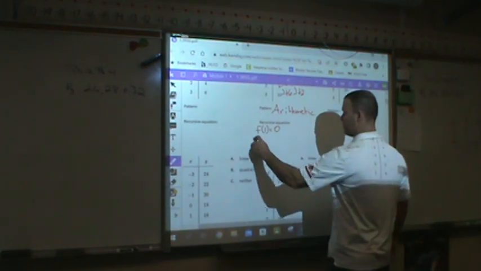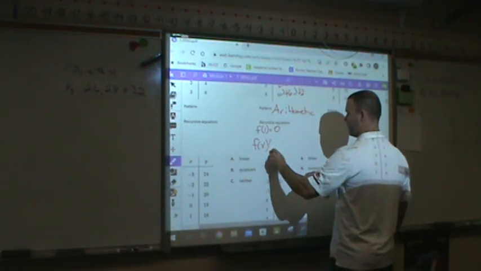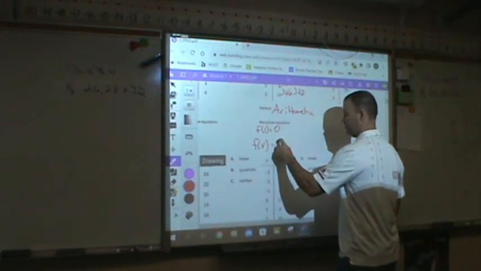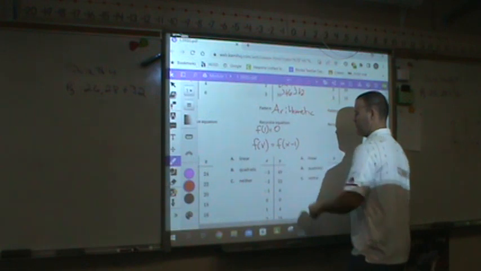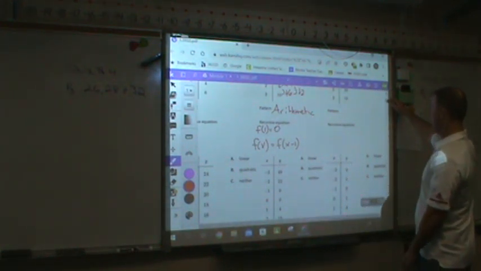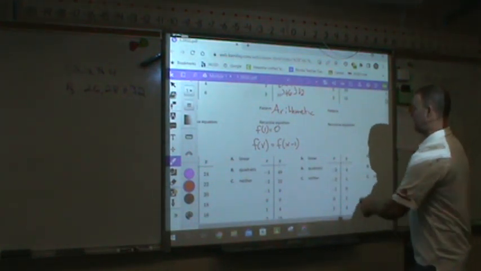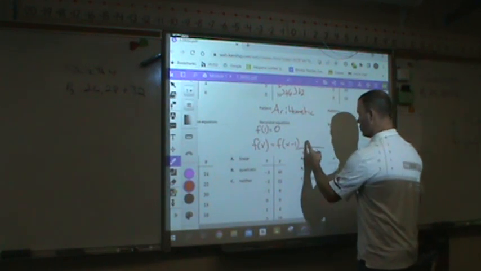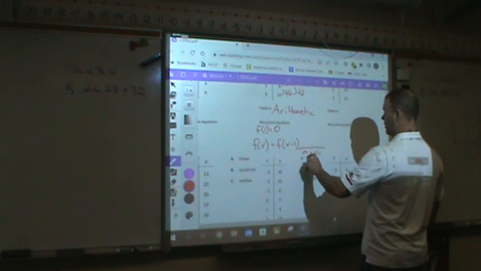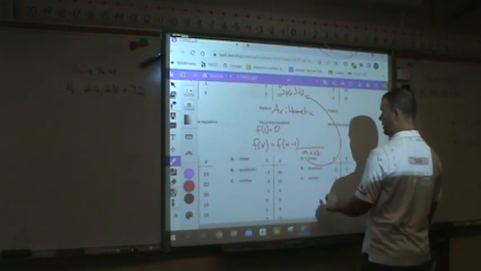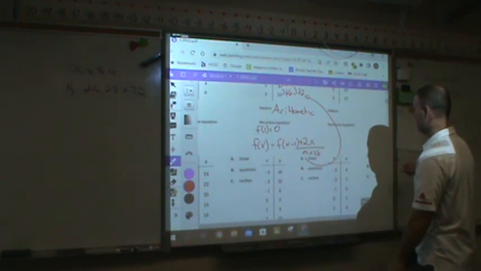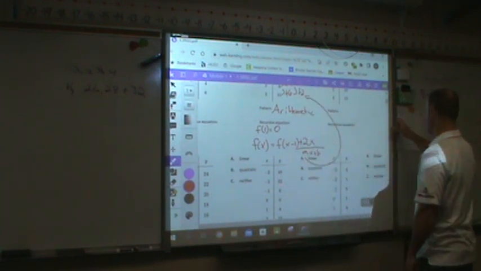Then we finish the rest of the recursive. F of x is equal to f of x minus 1. And then you have to think, well, gee, it's quadratic, so it's got to be that mx plus b thing over here. So where does the m come from? The m comes from my second difference up here, so that's easy. That's 2x. So plus 2x, because it's plus 2 plus 2 plus 2.